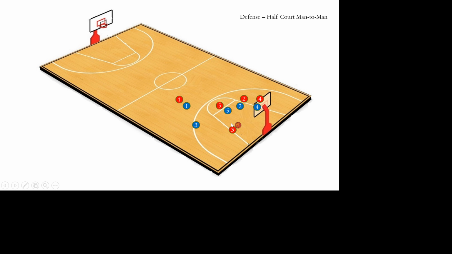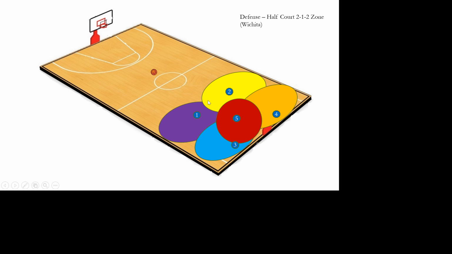So if the ball comes in this area, 3 and 5 both are on this man, on the ball right here. If the ball comes into this area, it overlaps with 4 and 5. So we're responsible for our individual zones here, and I'm going to show you how we move around responsive to where the ball goes.